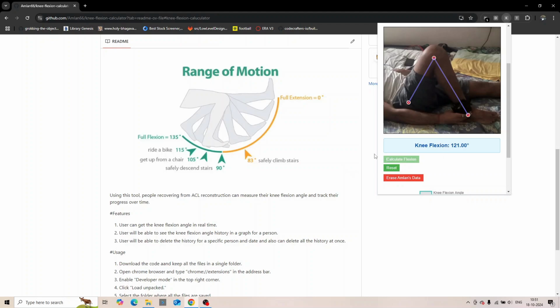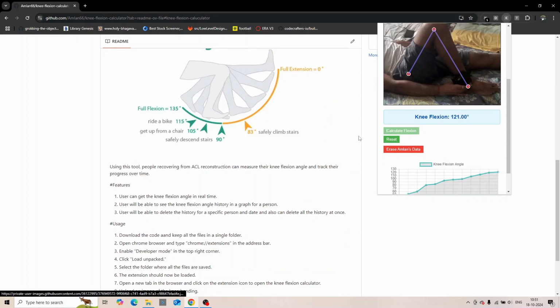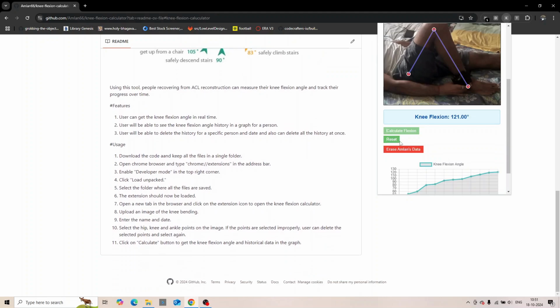So one more amazing fact: this whole extension was built by a powerful tool called Cursor AI, and all was done under 2 hours. Pretty amazing.